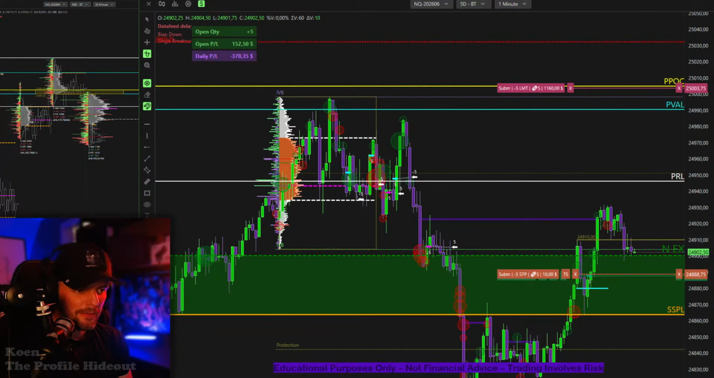It's not looking that hot. Magical green line.